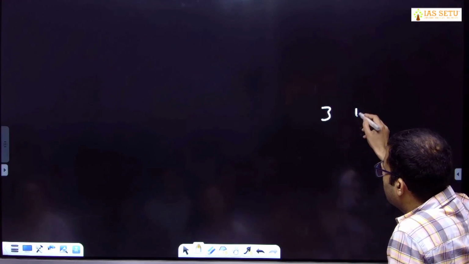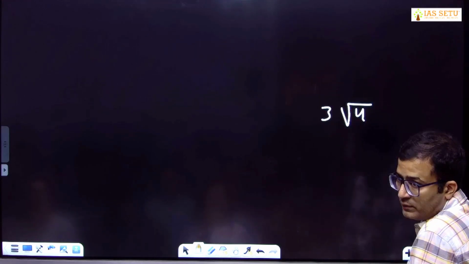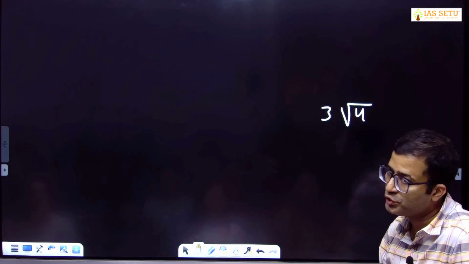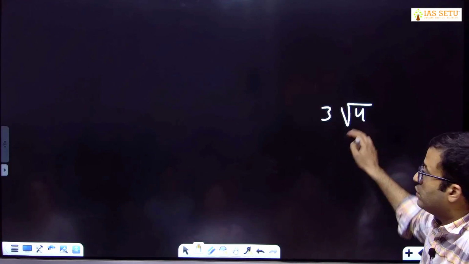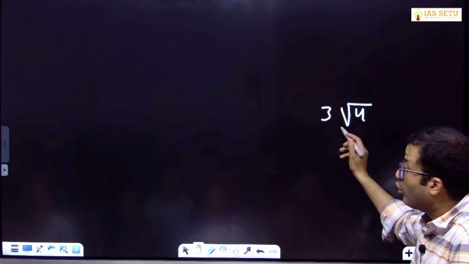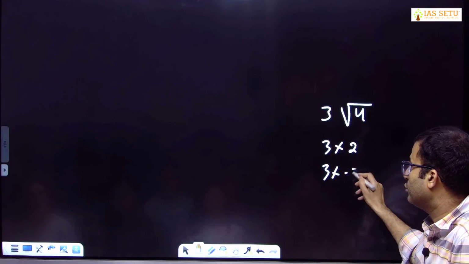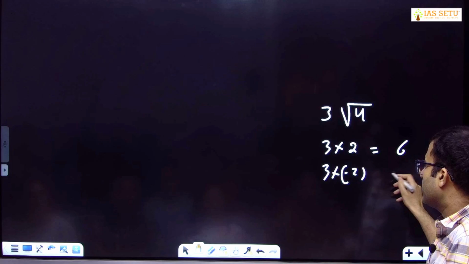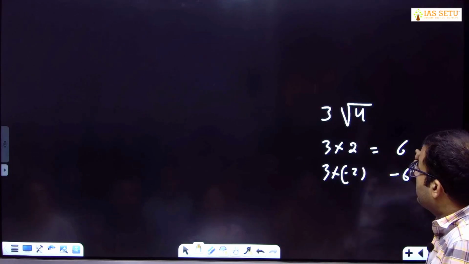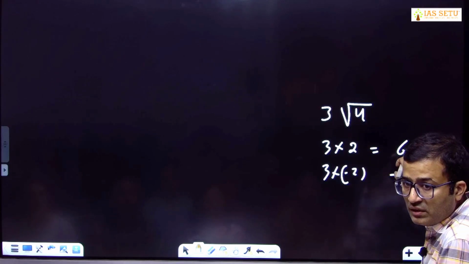ठीक है जी, इन्होंने पूछा 3 under root 4। Your duty is to simplify। तो what is under root 4? 2 और -2। तो 3 into 2 और 3 into -2, तो you get 6 or -6। Tell me now, it is irrational or rational?